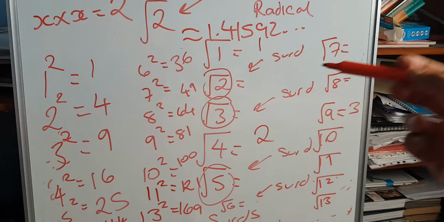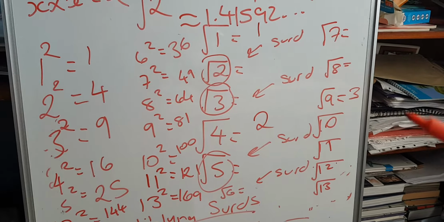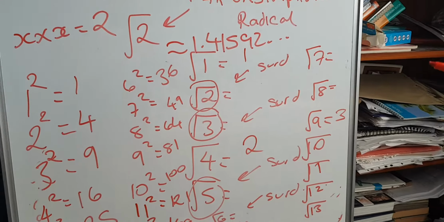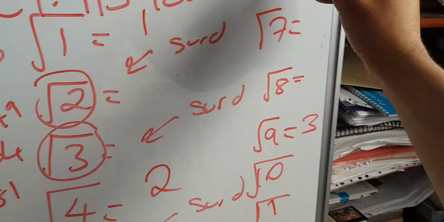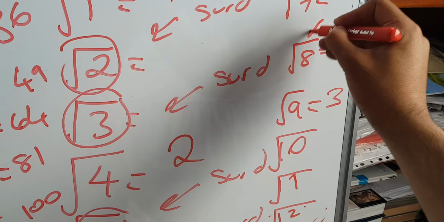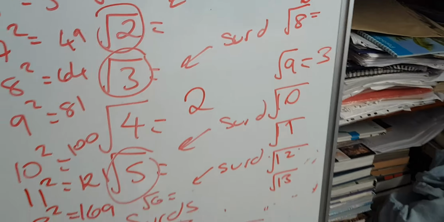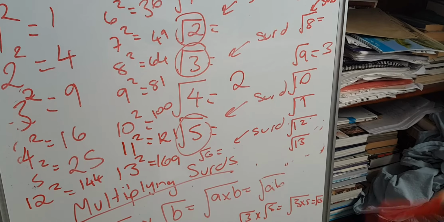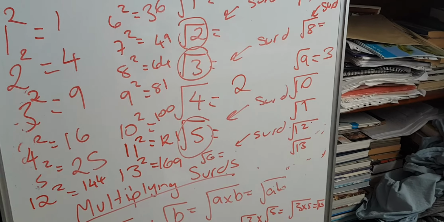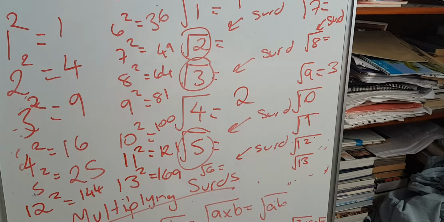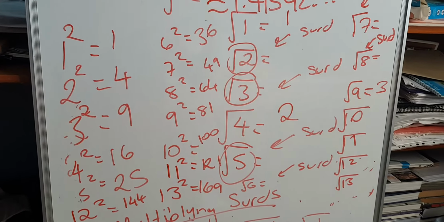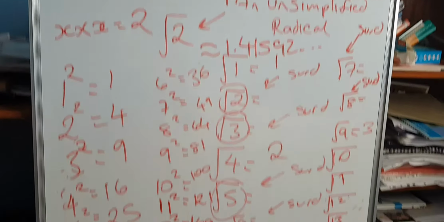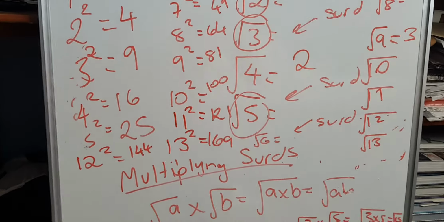Root 3 is a surd. Root 4 is not a surd, as it's a square number. Root 5 is a surd. Root 6 is a surd. Root 7 is a surd. Root 9 is not a surd. Root 10, root 11, root 12 and root 13 are surds. They don't give whole number answers. So a surd is the square root of a number that does not give me a whole number answer.